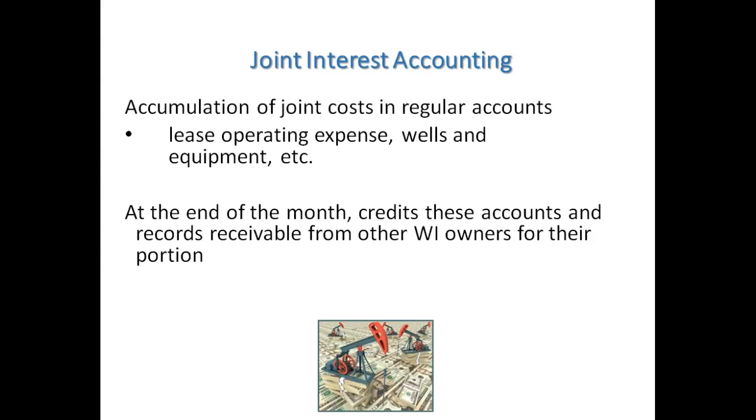The joint interest accounting keeps the accounting records, and you would keep this for the entire property. You have the accumulation of joint costs in regular accounts, for example, lease operating expense, wells, and equipment. At the end of the month, these are credited, and you would record a receivable from the other working interest owners for their portion that they owe.